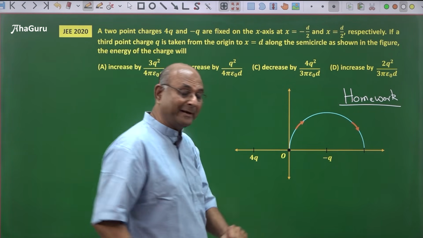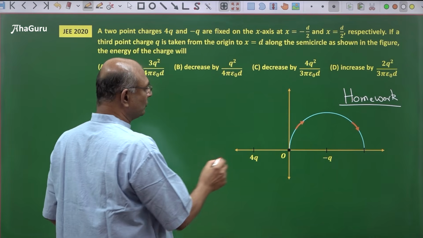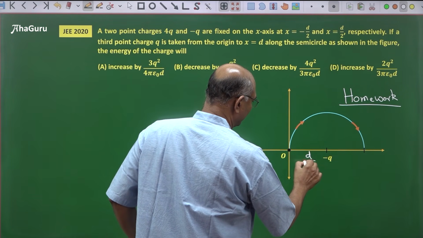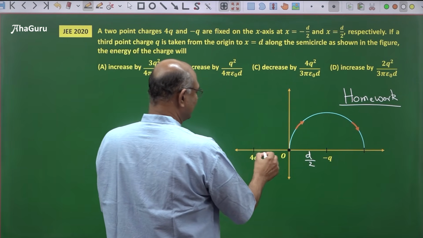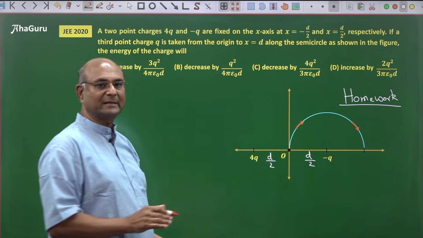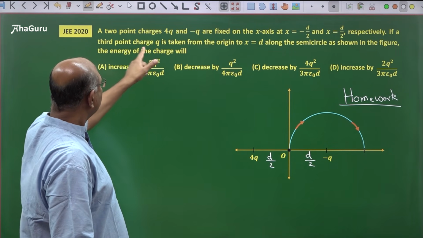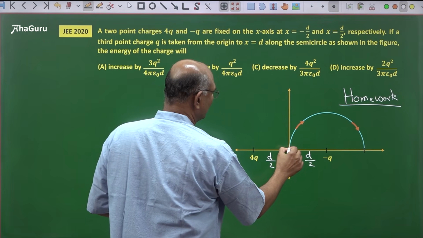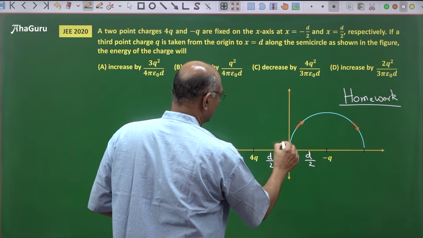Two point charges 4Q and minus Q are fixed on the x-axis at x equal to minus d by 2 and x equal to plus d by 2. So this is at x equal to plus d by 2, so this distance is d by 2. This is minus d by 2, so this distance is also d by 2, except it is in this direction.